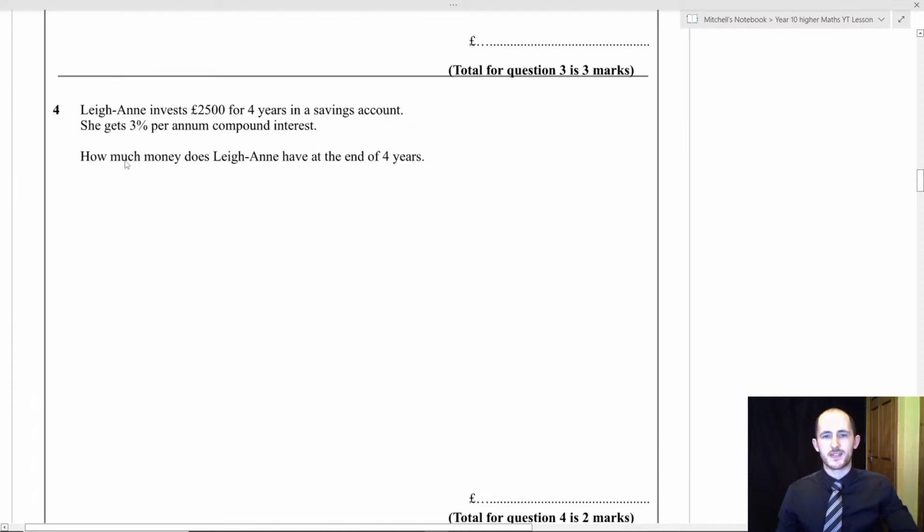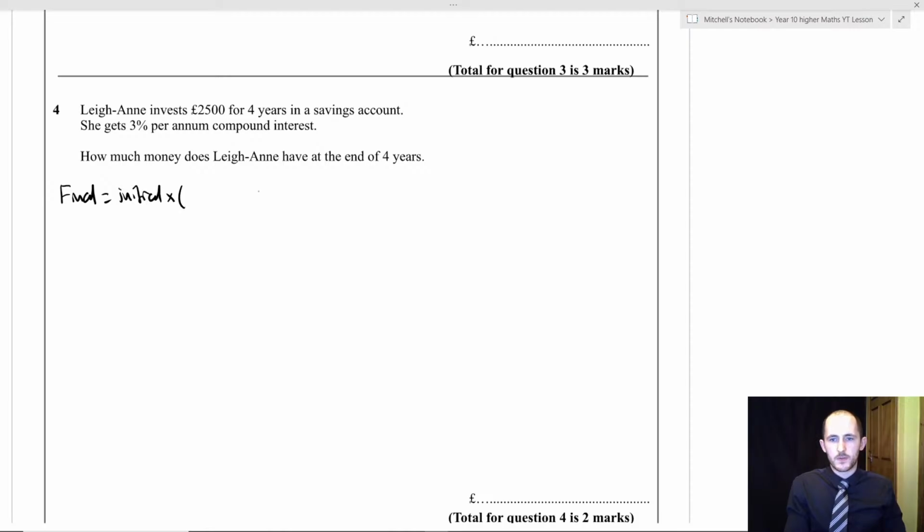Okay, so here's a more standard question. You can definitely see something like this coming up in the calculator paper. So again, we have Leanne invests £2,500 for 4 years, 3% compound interest. So I'm going to write out the equation again, but you probably don't need it. Right, the final amount is the initial multiplied by the interest to the power of the number of years.